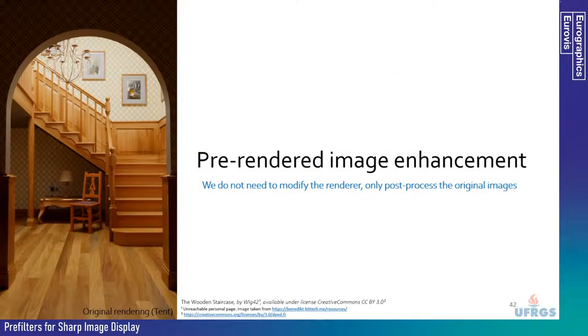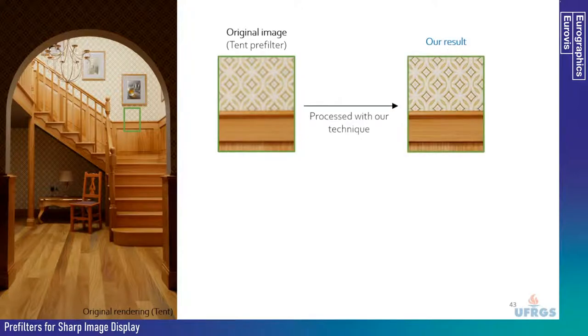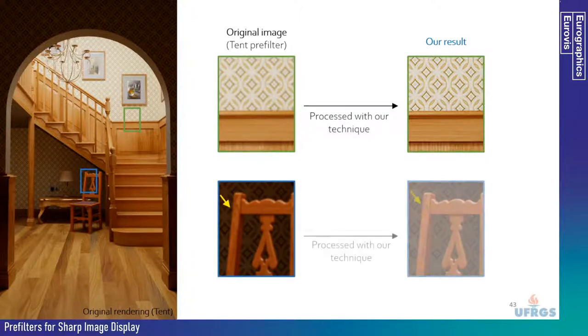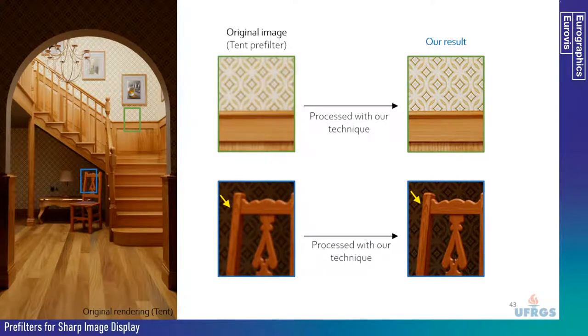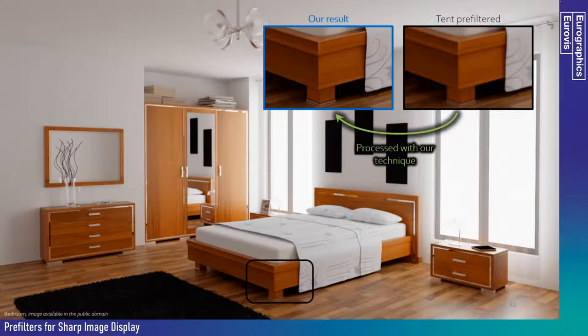Let us now see some examples of pre-rendered image enhancement. For these examples, we do not need to modify the rendering software. Instead, we only post-process the original tent-filtered images. In this first example, we have a scene with lots of fine details on textures, which are sharpened by applying our recursive enhancement filter. On the chair, notice the enhancement in the wood texture. Again, this scene was rendered using a tent kernel and enhanced with our technique. Notice how borders are sharper.